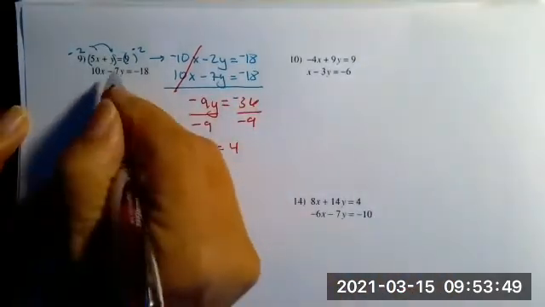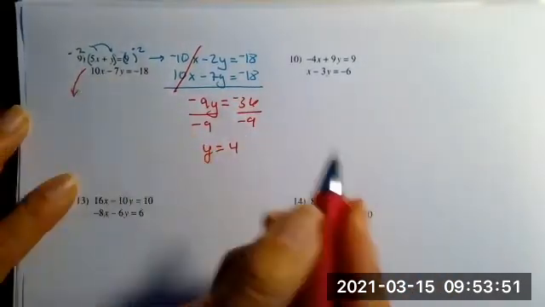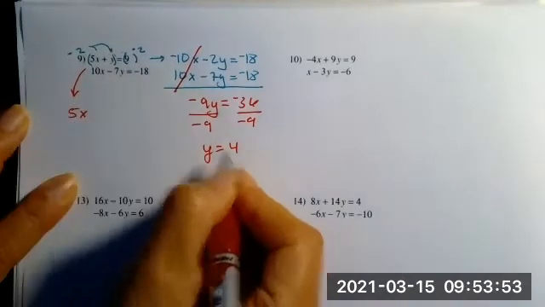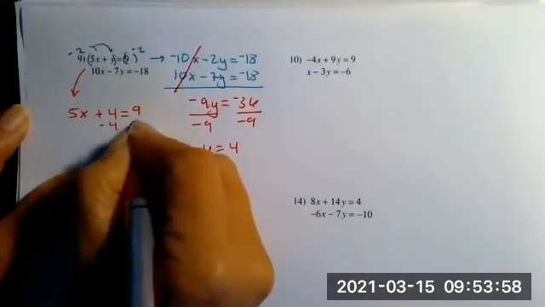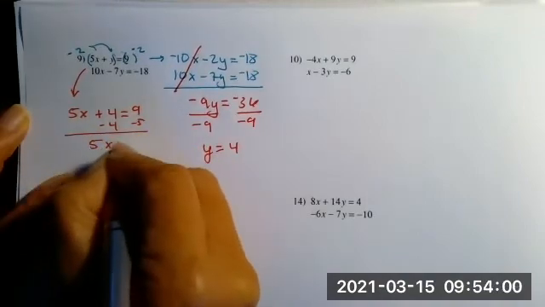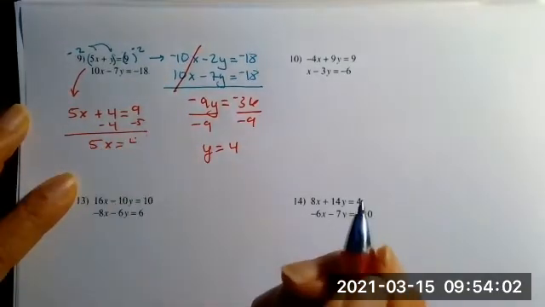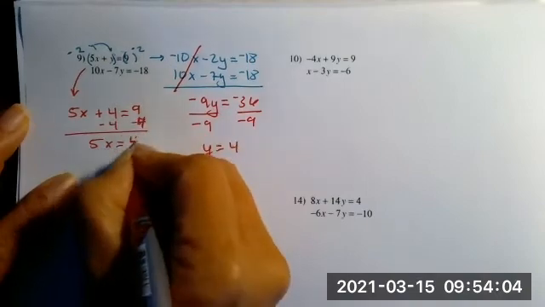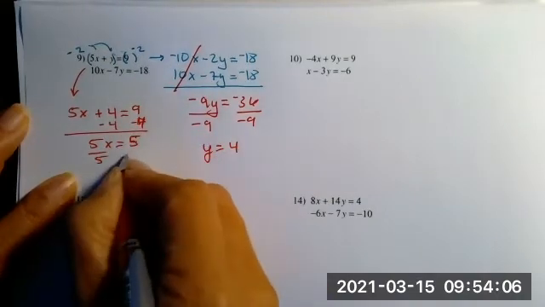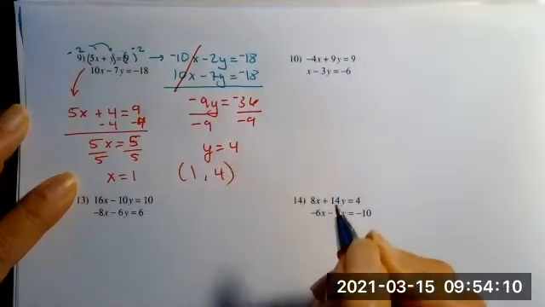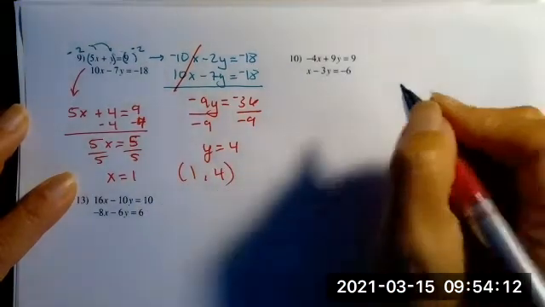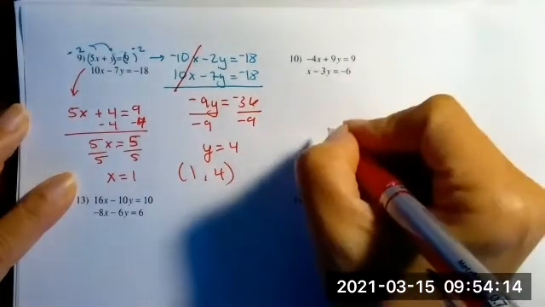When I substitute it back in, I'm going to substitute it back into the original. So y is 4, minus 4 equals minus 4. 5, divide by 5, x equals 1. All right, same thing. Try this one.